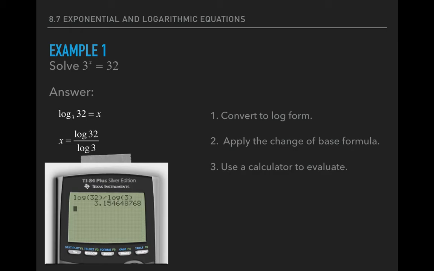3.1546. That's to the nearest 10,000th. You would just want to check whatever problem you were working on. They'd probably tell you what to round to. So there you have it. That is the change of base formula in action.